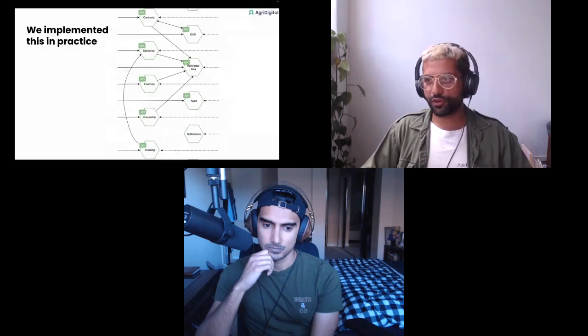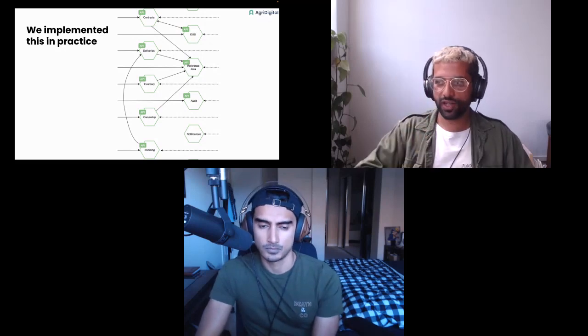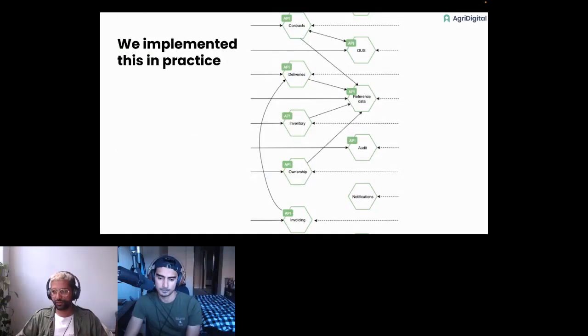I'm just sharing my screen, and this is actually what we had in place. It shows that we have a ton of services such as contracts, deliveries, inventory, ownership, invoicing, and other stuff, and they were doing direct calls, not via API, to our reference data. It was direct calls to the database. So that's a huge problem, right?